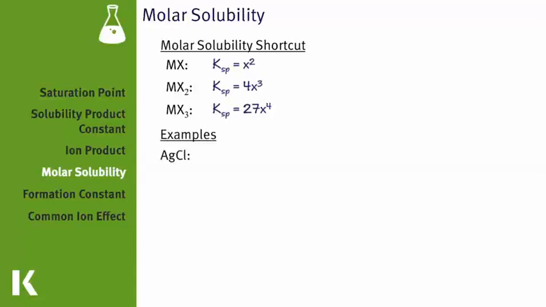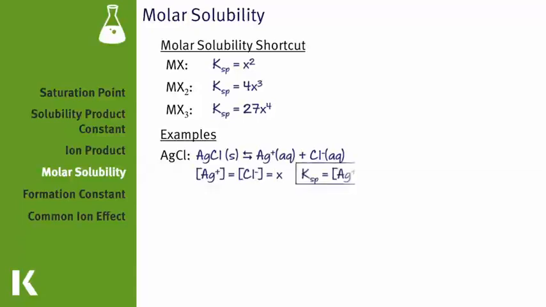Silver chloride is a 1-to-1 metal halide salt, and we start by writing out the balanced dissociation reaction. We see that there are equal parts silver and chloride dissociated, so each can be represented by x, so when we put the x in our KSP expression, we then have x squared.